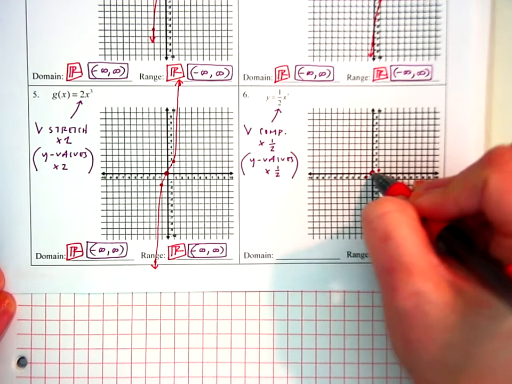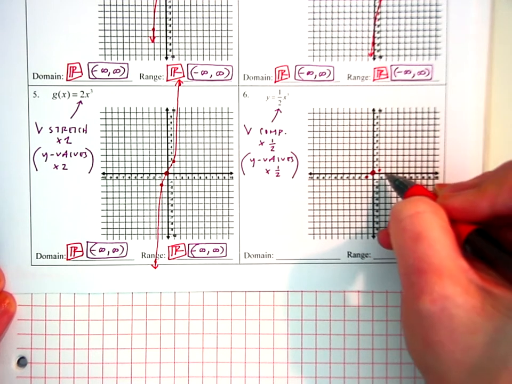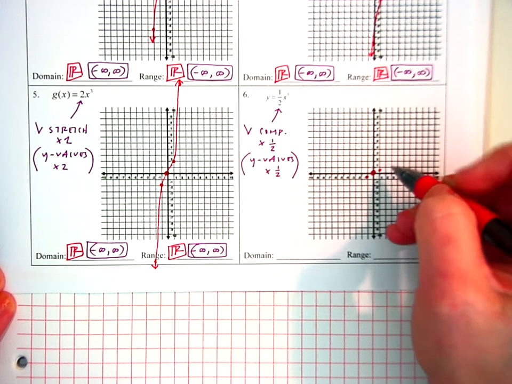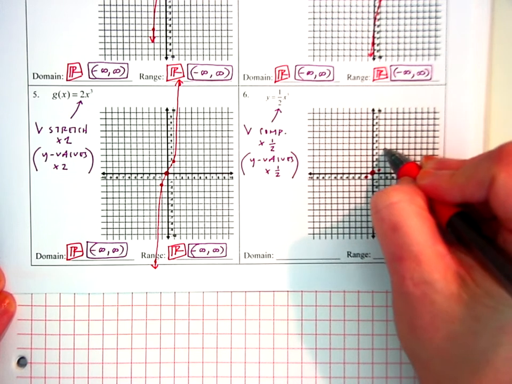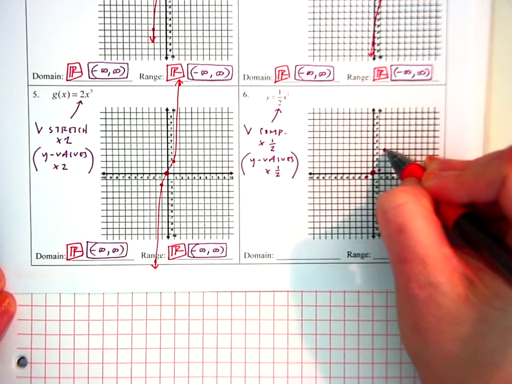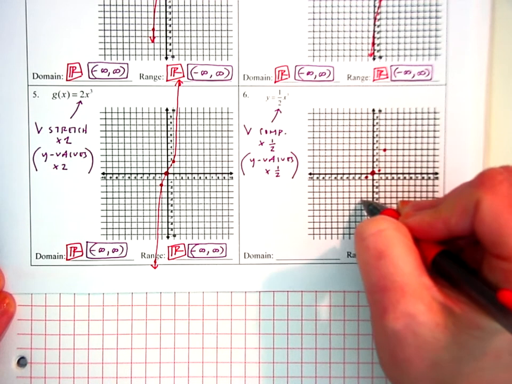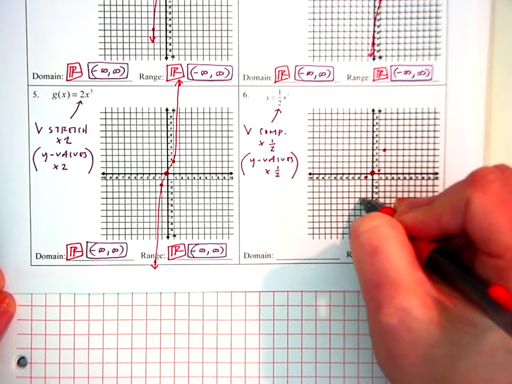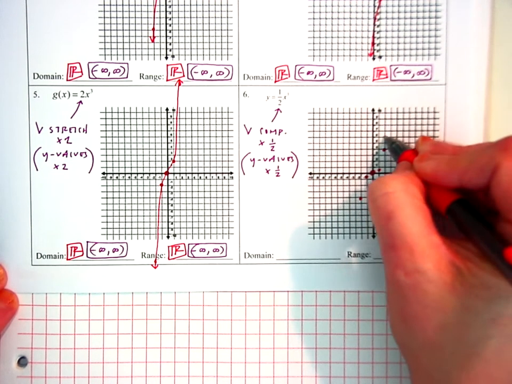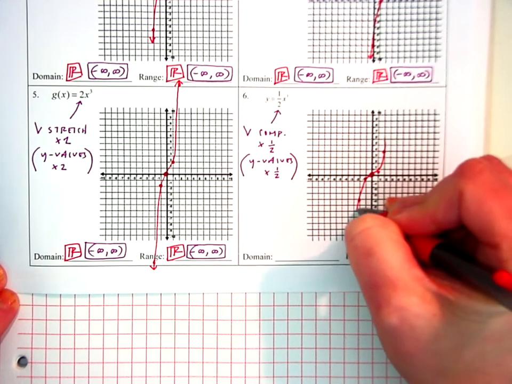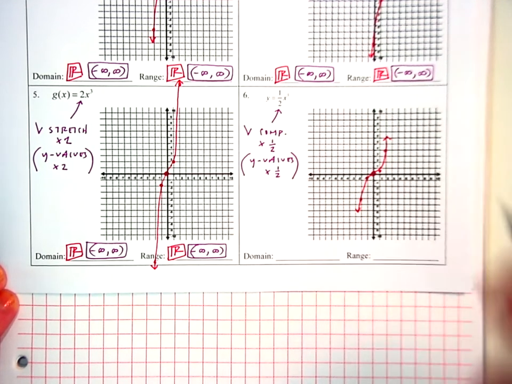Okay, back to the origin. Next, I'd be going over 2, up 8. But instead of going up 8, I'm cutting that distance in half. I'm only going up 4. Half of 8 is 4. So then I'm going left 2 and down half of 8, which is 4 right here. And then connect the dots, and we have our beautiful cubic function, just like that.